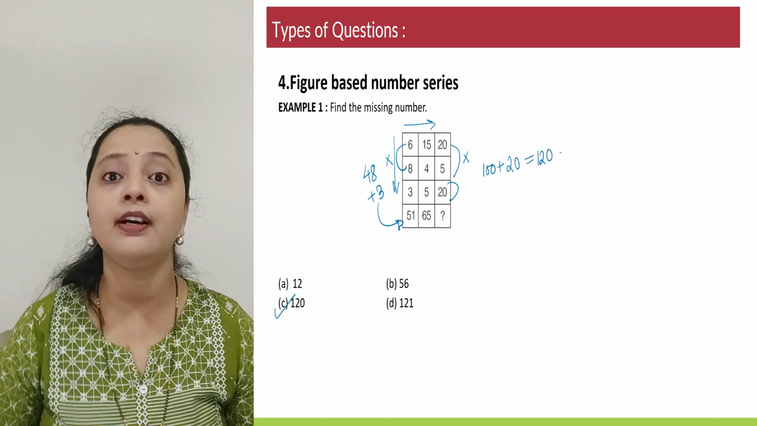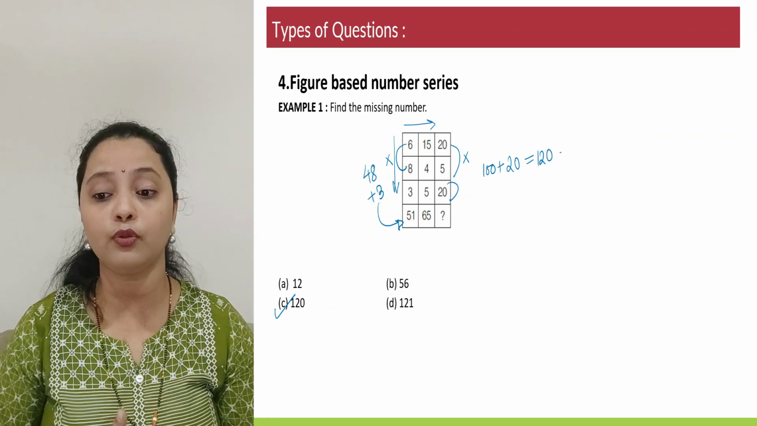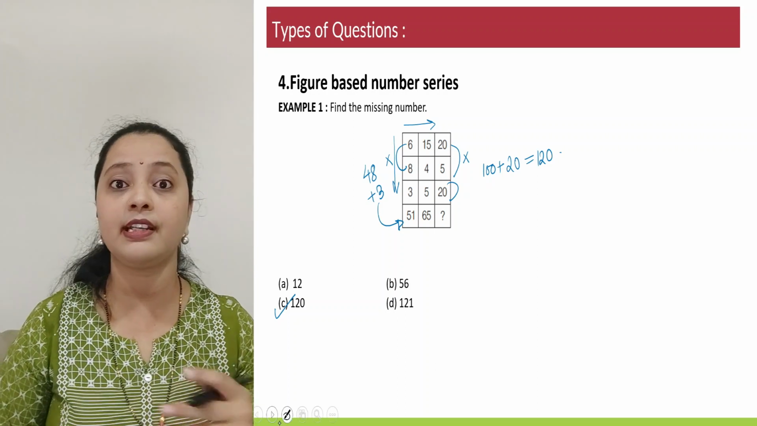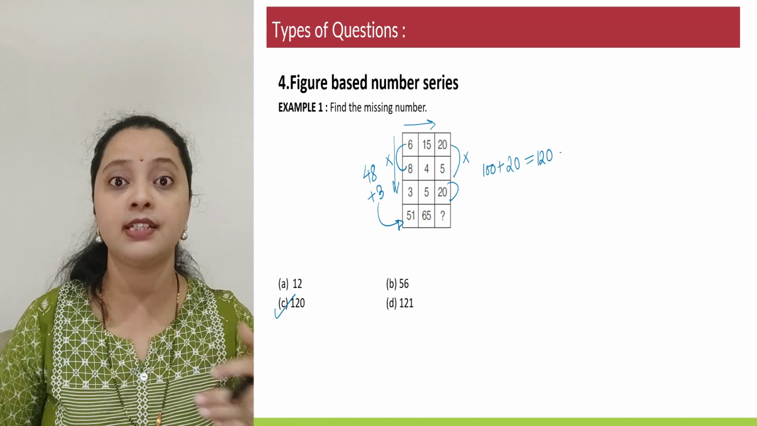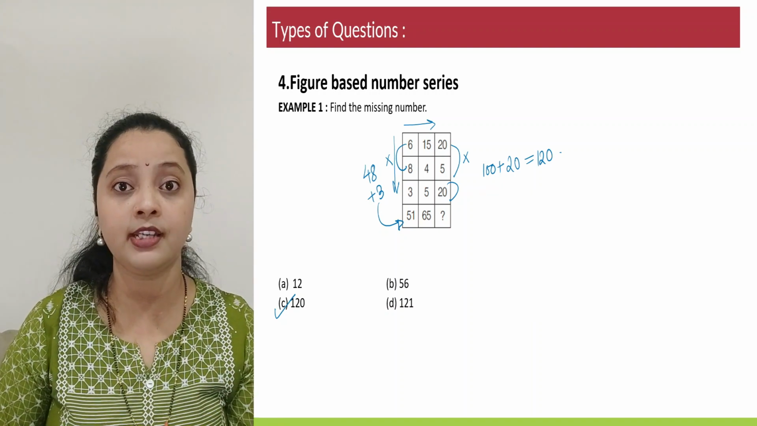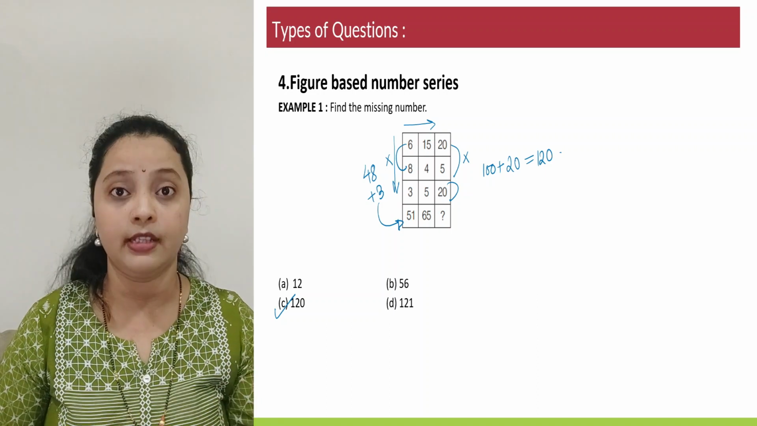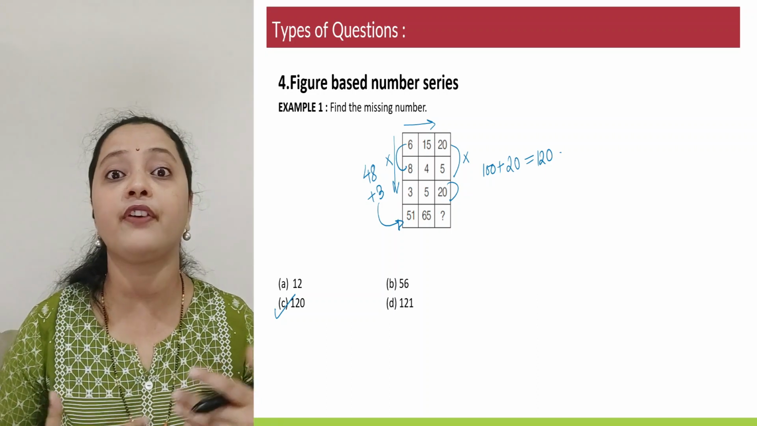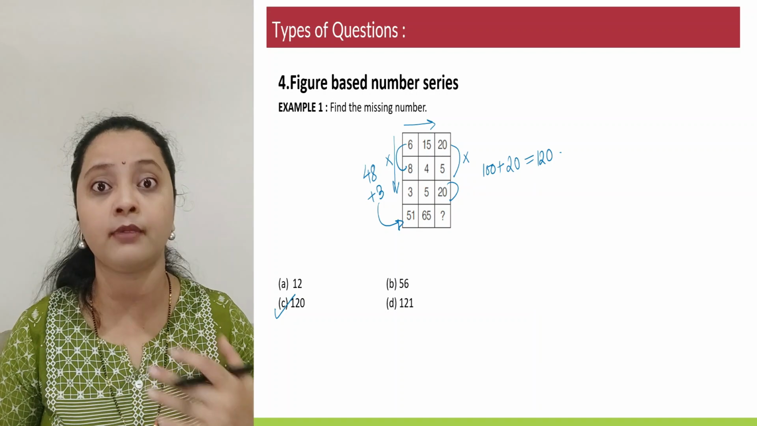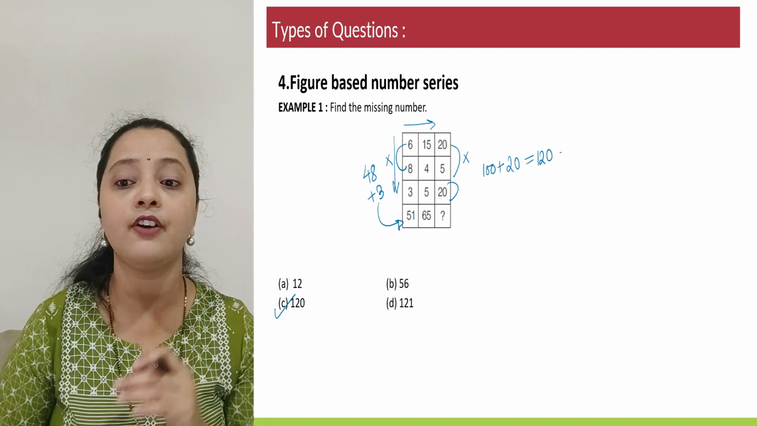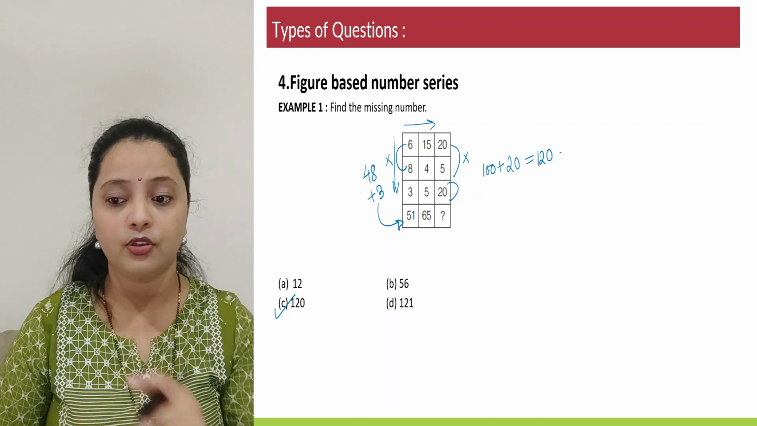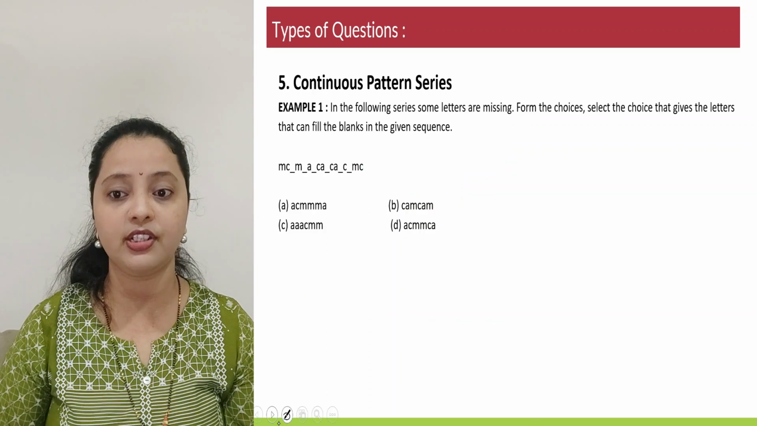Idea clear, everyone? I've tried my level best to include all the types of questions that come up in number series. They're basically 4. First was series based. Second was wrong number series, where you have to identify the wrong number in it. We also checked out different patterns in which you can expect number series questions. Then alphanumeric one, and the last one, that is figure based number series. So these are all the types of questions.